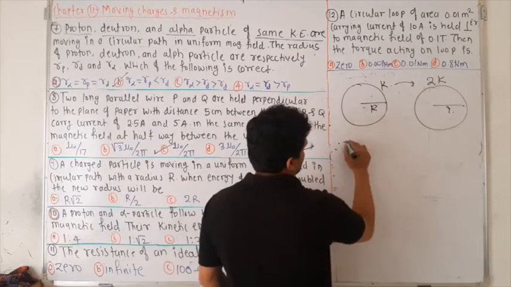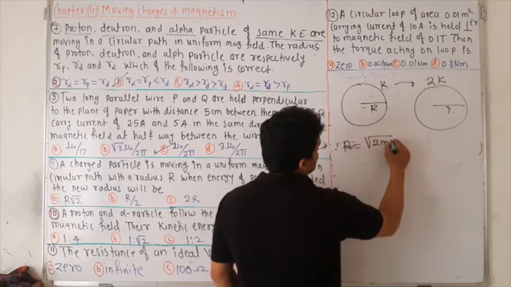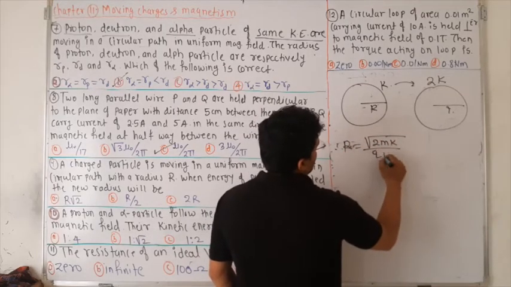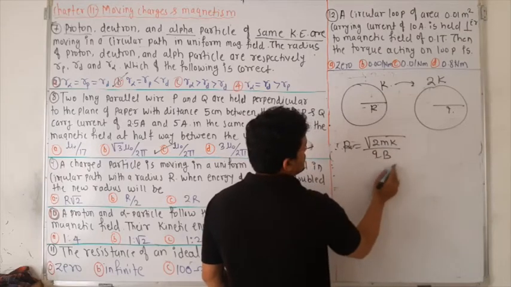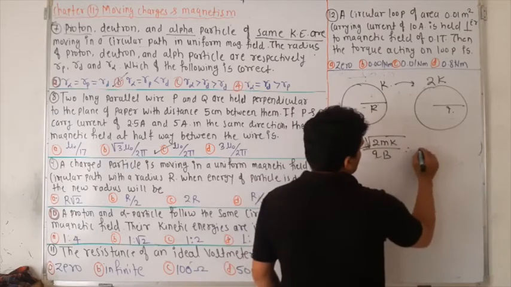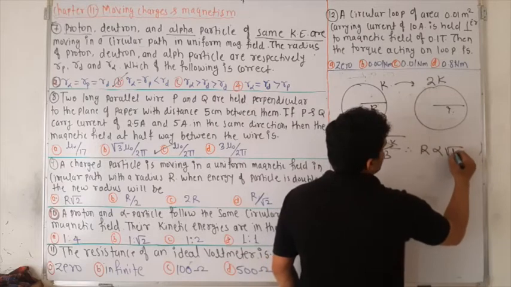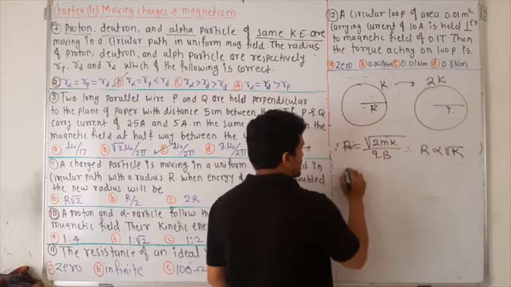So we can solve it by the formula: radius is equal to under root of 2mK divided by qB. So q is constant, B is constant, m is also constant. It means the radius is directly proportional to the square root of the kinetic energy. So take this equation.